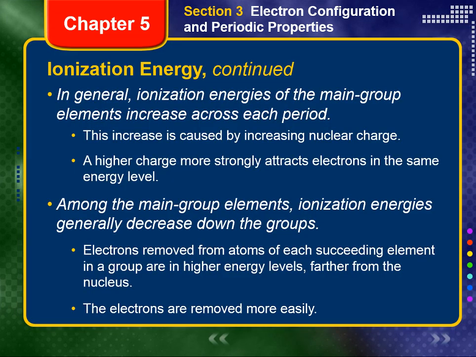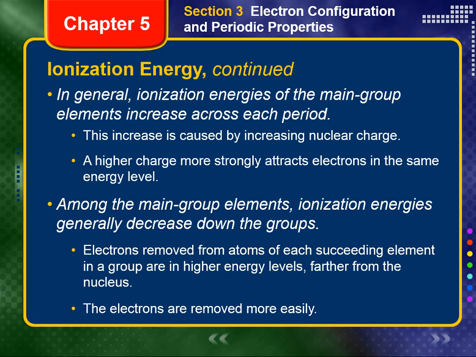In general, ionization energies of the main group elements increase across a period. This increase is caused by increasing nuclear charge. A higher charge more strongly attracts electrons in the same energy level. Increasing nuclear charge is responsible for both increasing ionization energy and decreasing radii across periods. Note that, in general, nonmetals have higher ionization energies than metals do. In each period, the element of group 1 has the lowest ionization energy, and the element of group 18 has the highest ionization energy.